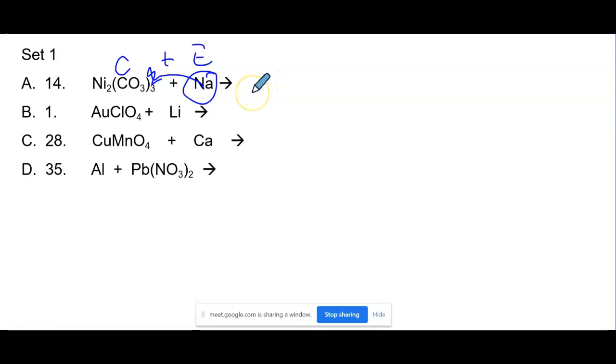So look on your arrow chart and see if sodium is higher. I'm trying to find my arrow chart. Oh, it's on the floor. Give me a second. Yeah.